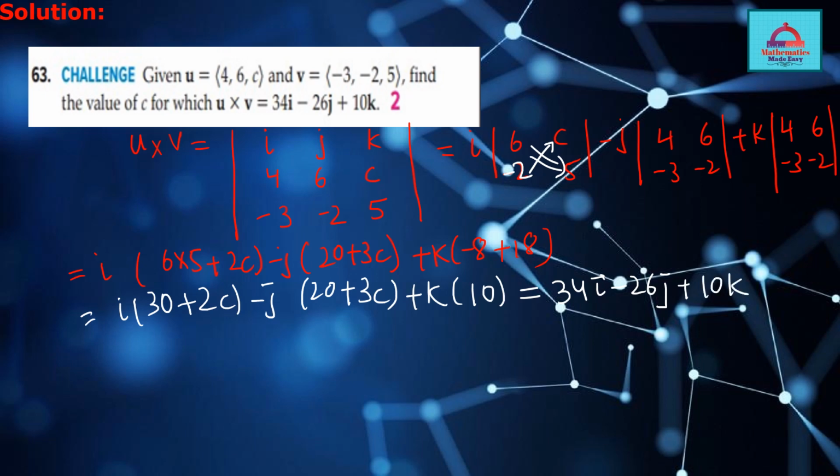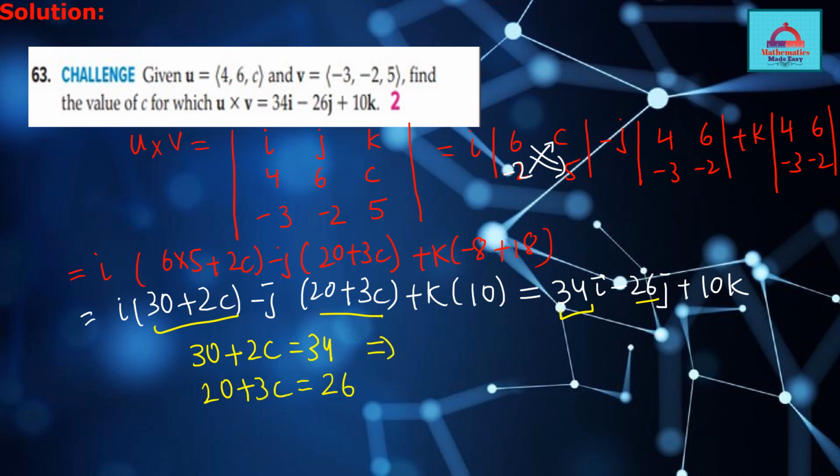So now compare the coefficients. What is the coefficient of i? This. What is the coefficient of i? This. So 30 plus 2c is equal to 34. The coefficient of j with the coefficient of j. So 20 plus 3c is equal to 26.